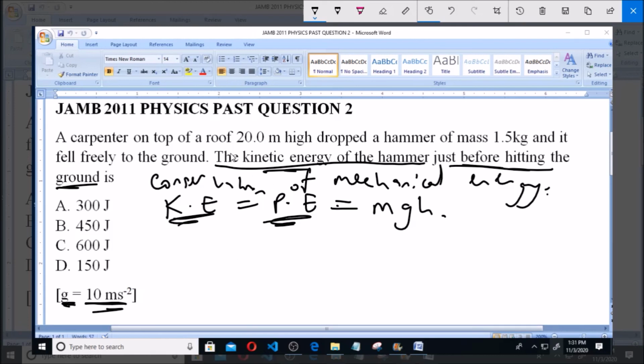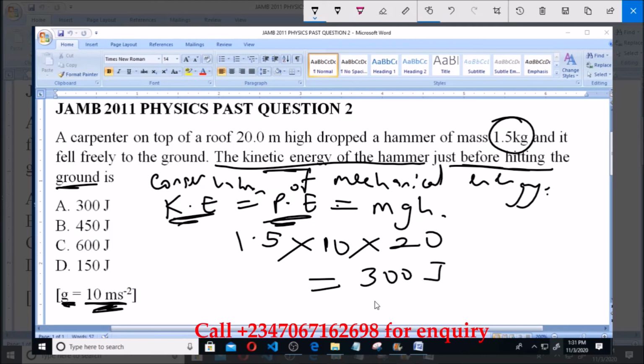Now you just substitute the values given to you directly. m, which of course is your mass, 1.5 kg, multiplied by g, acceleration due to gravity, which is 10, and then multiplied by the height, which is 20, and that altogether will give you 300 joules. Joules of course being the unit of energy, in this case potential or kinetic energy. So 300 joules is option A, which is the answer to this question.